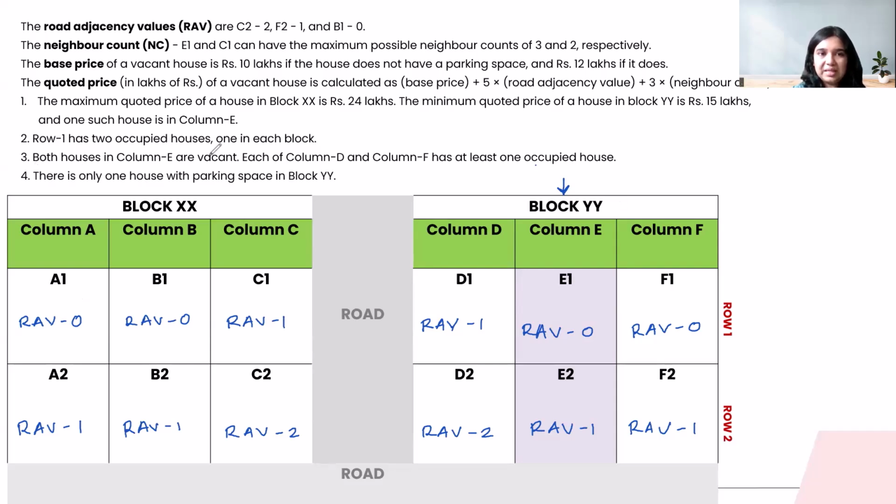Both houses in column E are vacant, so E1 and E2 both are vacant. Each of column D and column F has at least one occupied house, which means it has to have a minimum of one occupied house. It can have both occupied houses as well.